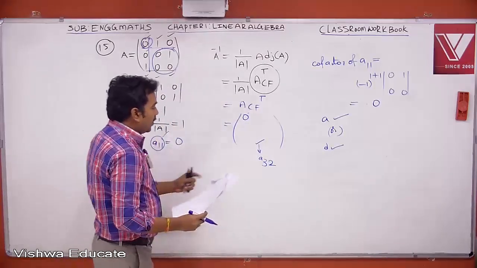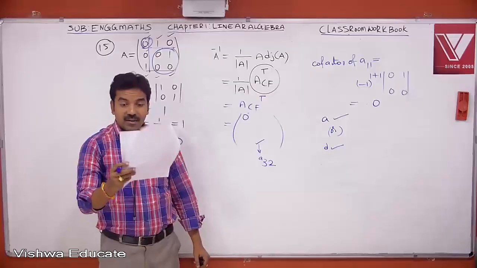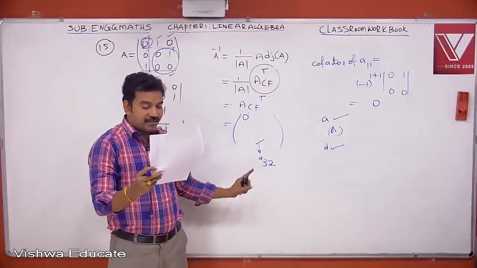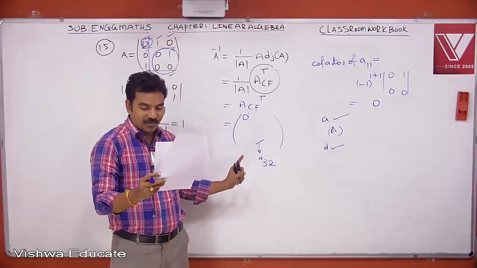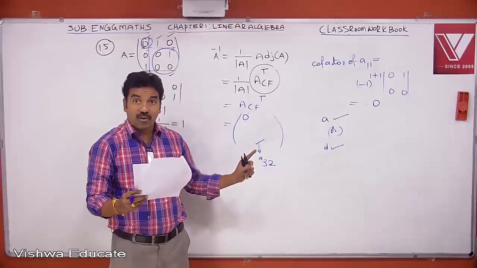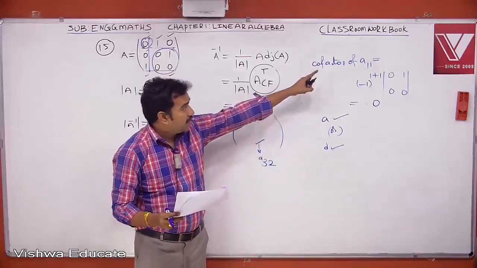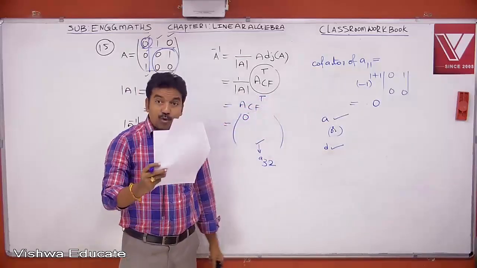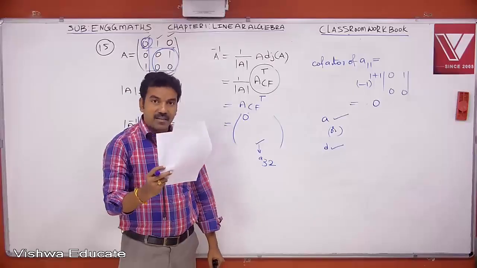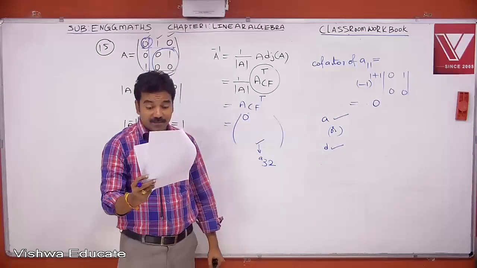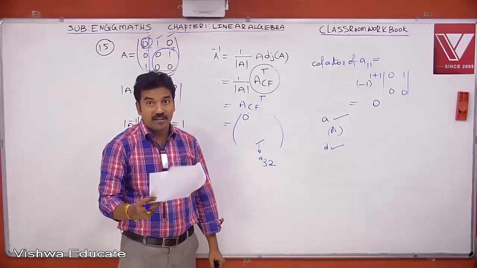A32. Therefore, let us try to find the second element in the third row. Suppose if A32 is 1, then A is the right answer. If it is 0, then D is the right answer. Therefore, based on finding the cofactor of the starting element, two options are eliminated. Option B is eliminated. Option C is eliminated. So, the answer is either A or D.